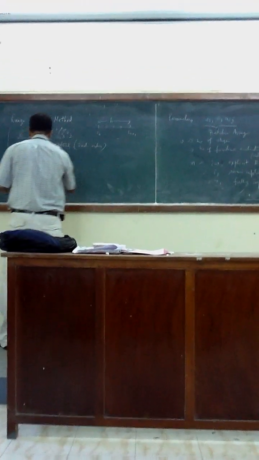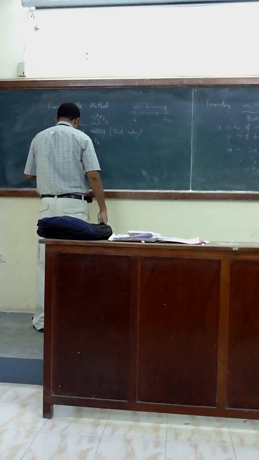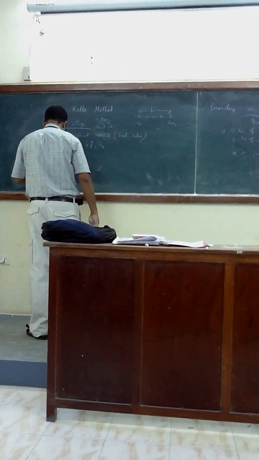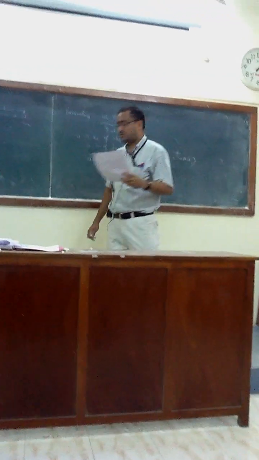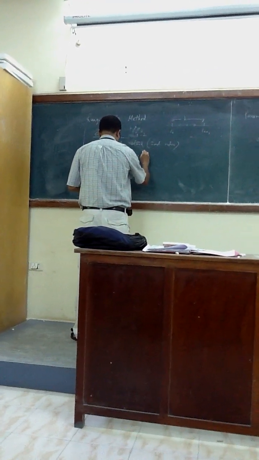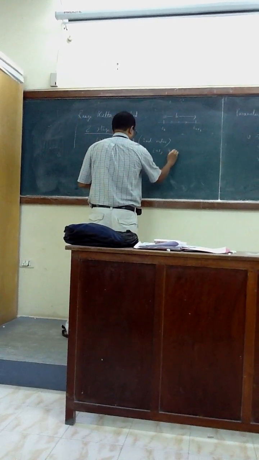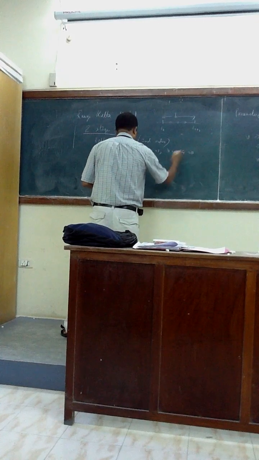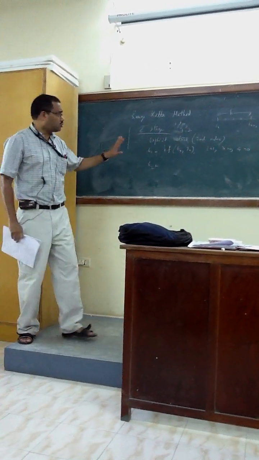K1 is hf tn. So here, what I can do is set i equals to 1, m equals to 0, c1 equals to 0. I can fix c1 equals to 0 in my hand. I will show you many parameters you can fix on your own, because we will have fewer algebraic equations and more unknowns. That's the way the RK family is.